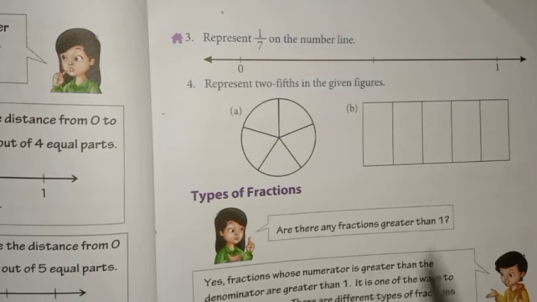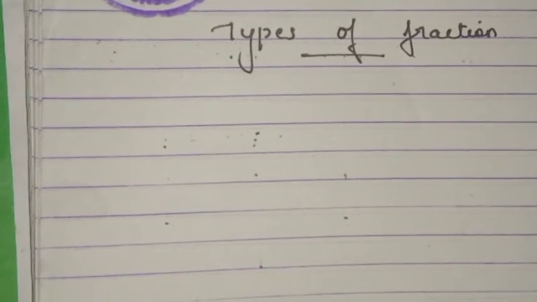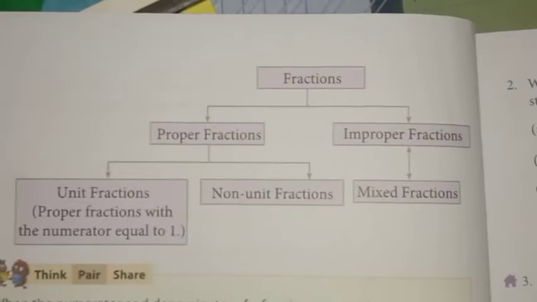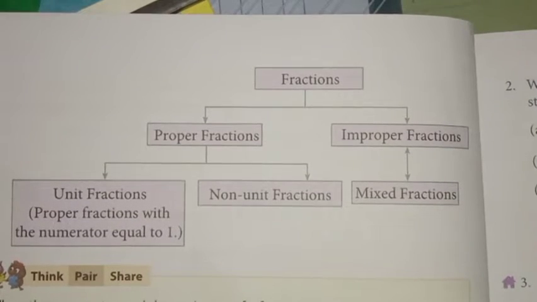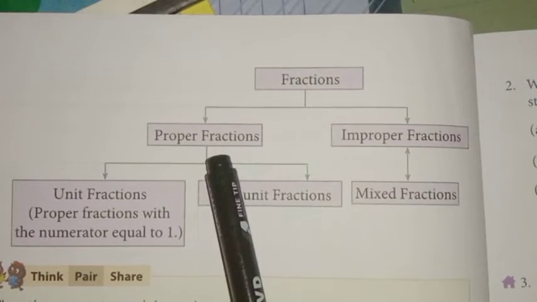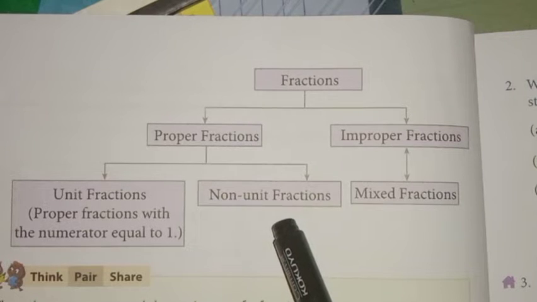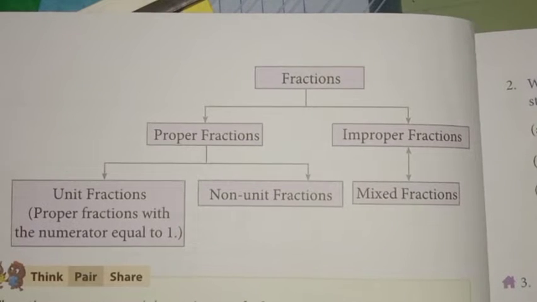Same, we can do this also. Okay. Next we can study types of fractions. We are going to learn the types of fractions. We can divide the fractions according to the numerator and denominator. Fractions are divided into two: proper fractions and improper fractions. Then proper fractions are again divided into two: unit fractions and non-unit fractions. Improper fraction is divided into one, that is mixed fraction. So I will explain each one.